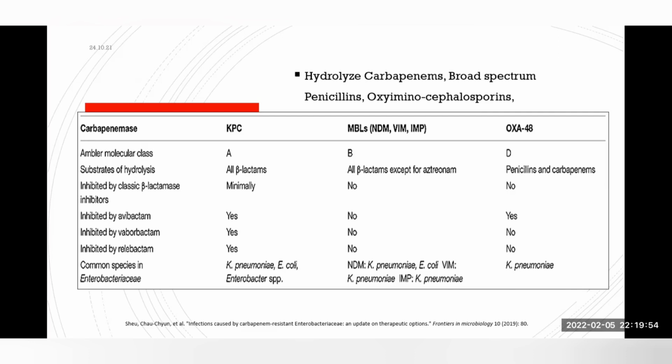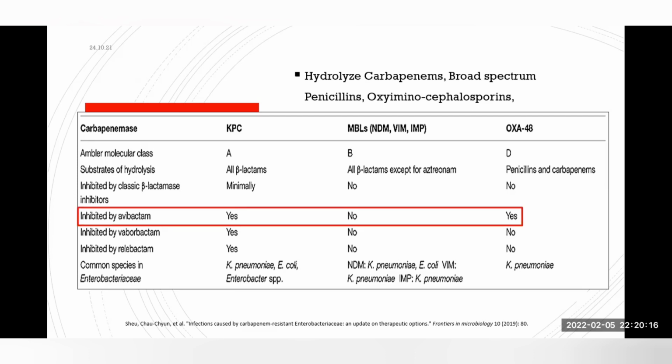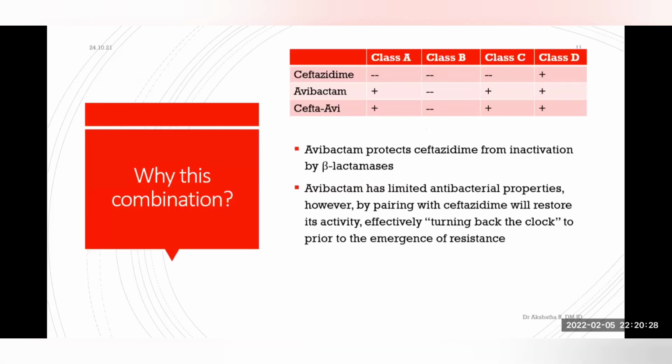Another category is your MBLs, that is metallo-beta-lactamases, which belong to Ambler molecular class B. If you look at the substrates, KPC has all beta-lactams as a substrate, MBL all beta-lactams except aztreonam, and OXA48 all penicillins and your carbapenem. So avibactam will inhibit your KPC and your OXA48, but not your MBL. In the presence of MBL, avibactam gets hydrolyzed. So that is why they have used this combination.